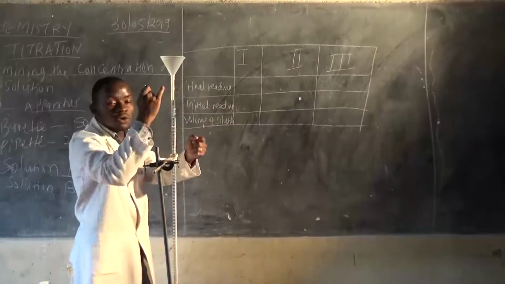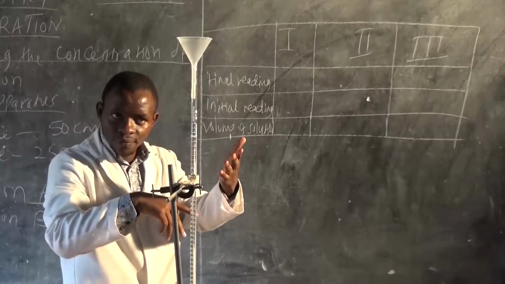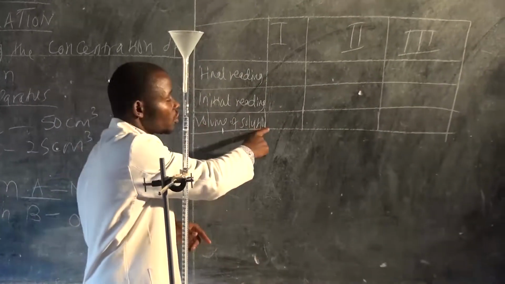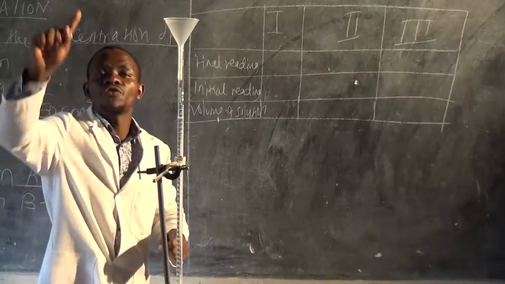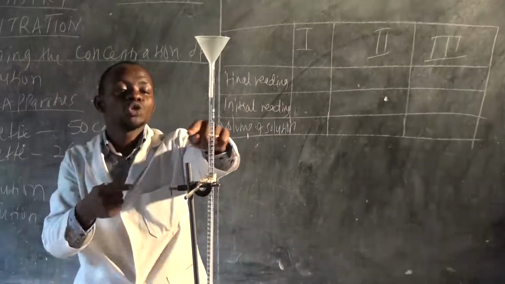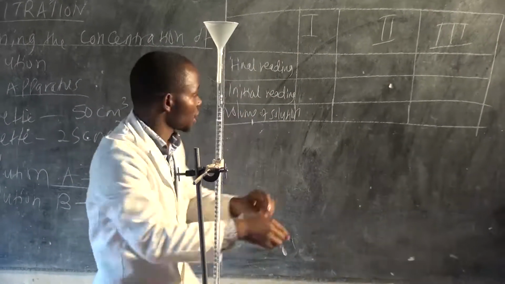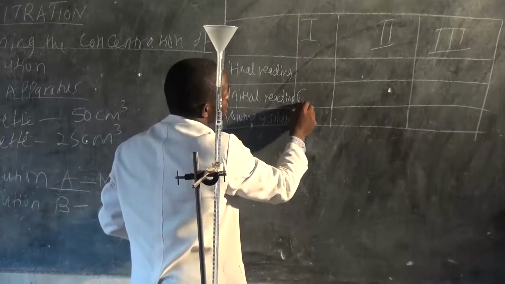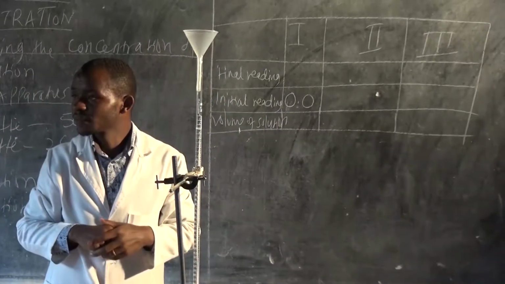We have the final reading and the original reading. Okay? Then we have the volume of the solution. So first, where did we start? The solution was at what? At 0.0. So we have the initial reading is 0.0. That was the first reading.